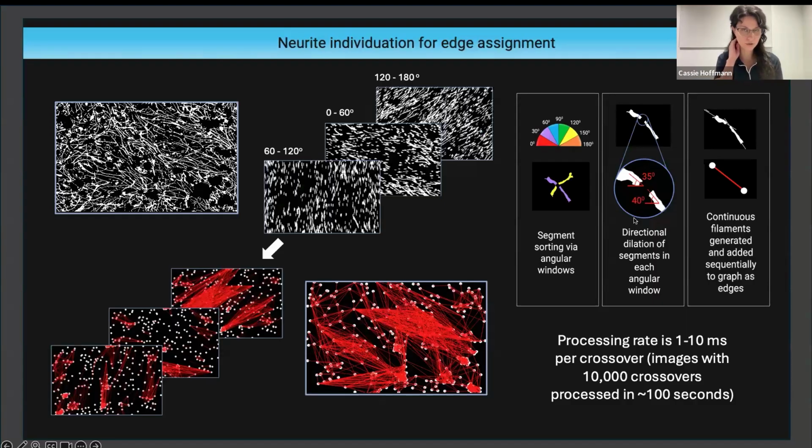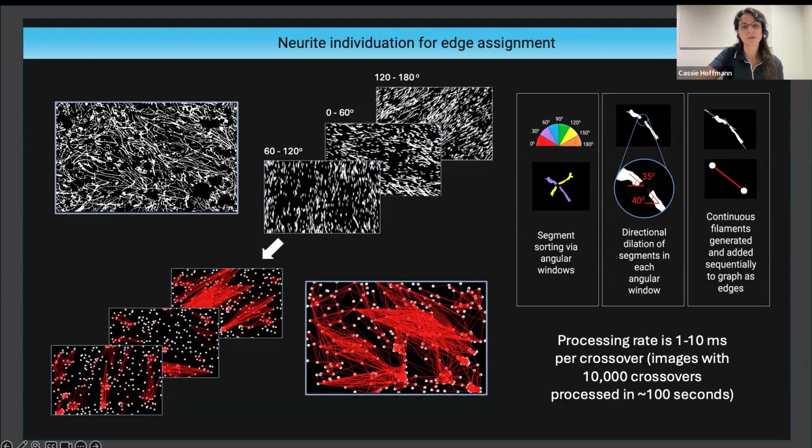So I wanted to design an algorithm that made this process more efficient. So I took more of a global approach. If we take the overall neurite mask, I separated out the mask into orientation-specific masks. So each one of these structures falls within a specific angular window.